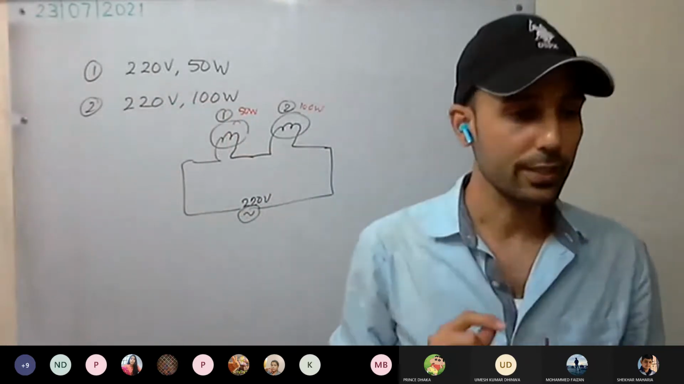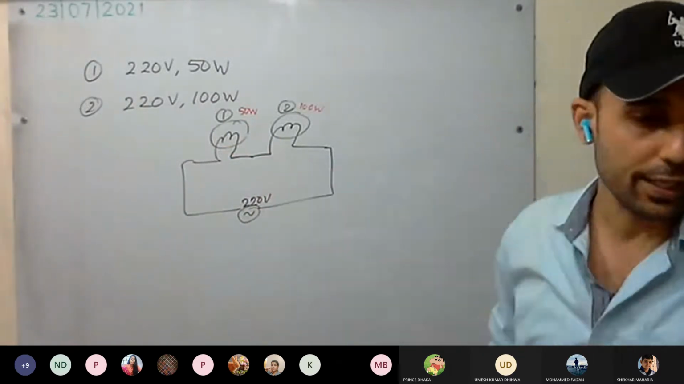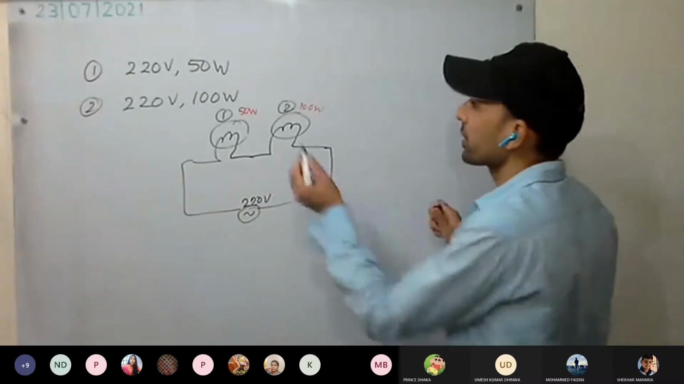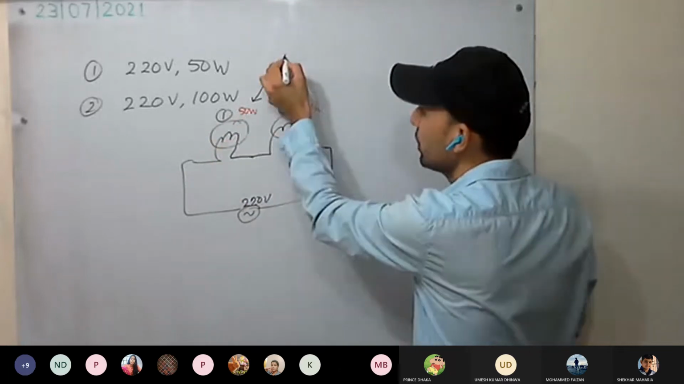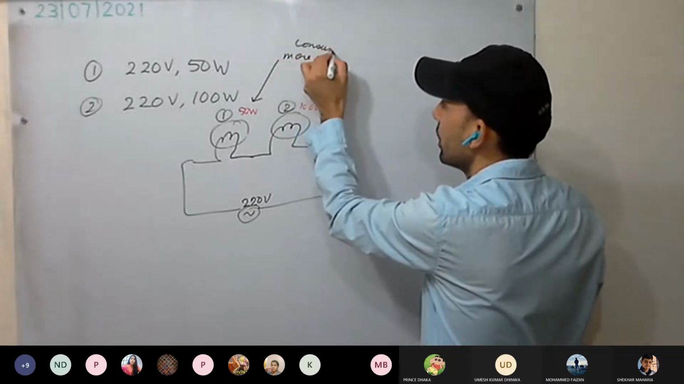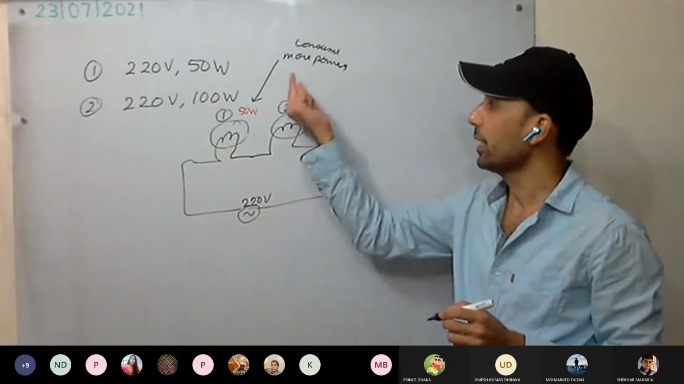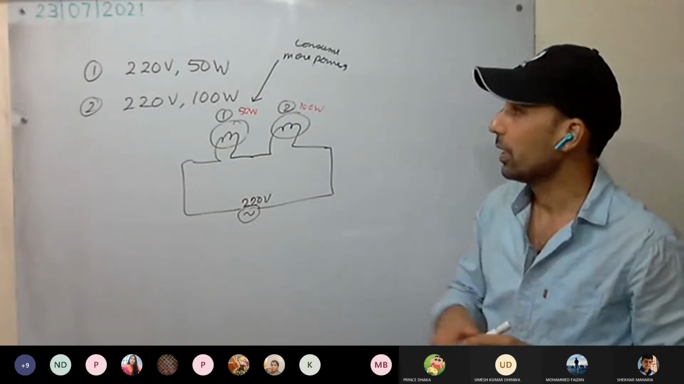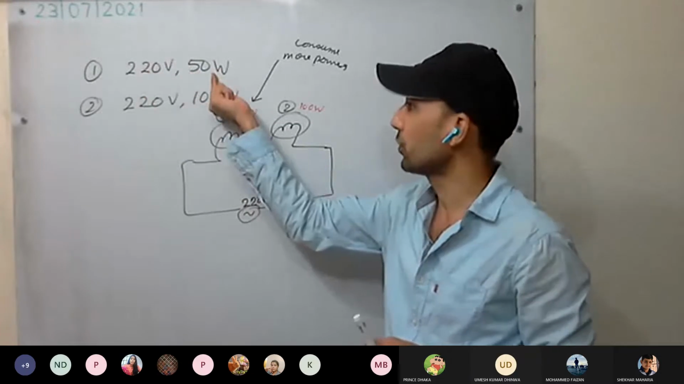Now the question says that when these two bulbs are connected in series, explain why the 50 watt bulb consumes more power. Now we have to provide the reason that this 50 watt bulb is going to consume more power. These two are connected in series, and this bulb is going to consume more power. So how are we going to tell? Ratings mean what? If the bulb works at 220 volt, it will consume 50 watt power.